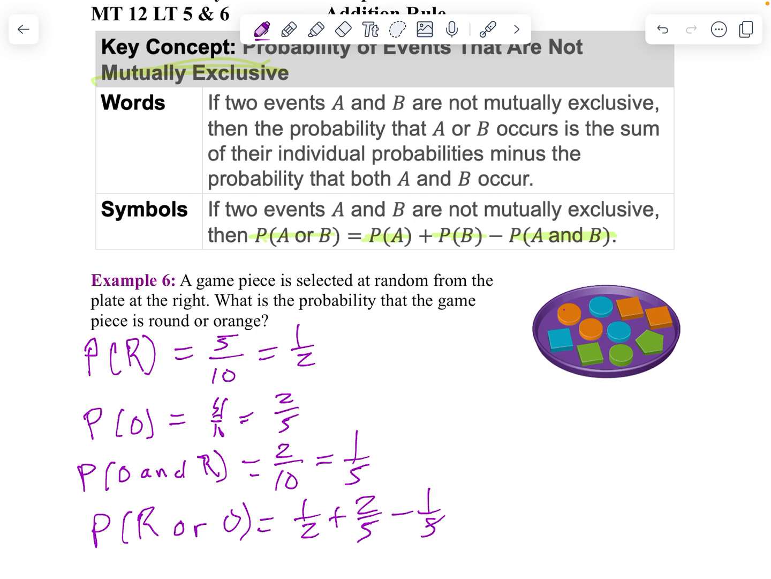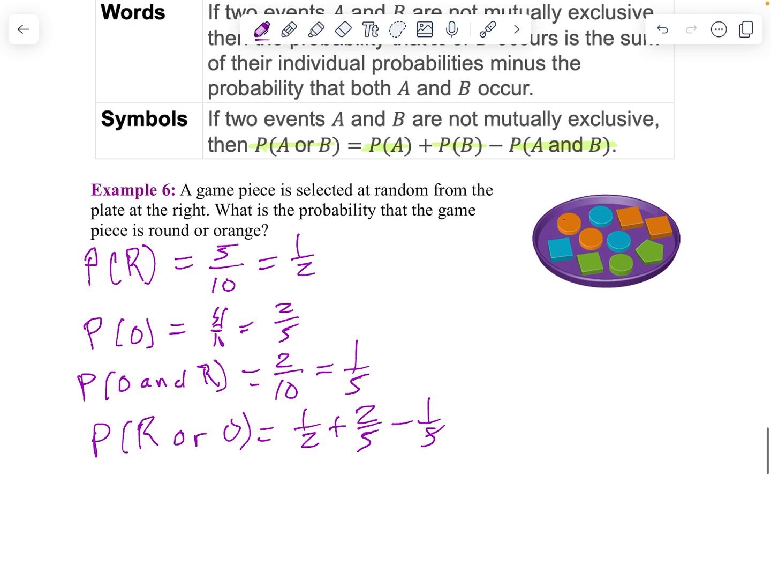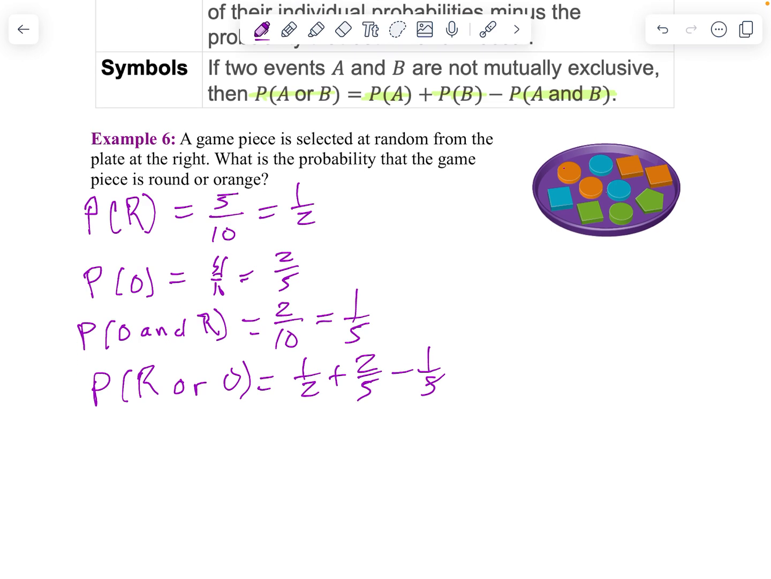That's according to our rules. Well, I'm going to get a common denominator there to add them. So I'm going to get 5/10. Probably shouldn't have reduced that. So 5/10 plus 4/10 minus 2/10. So that will give me 7/10, or a 0.7 chance of getting picked.